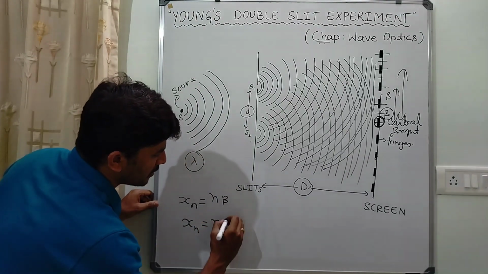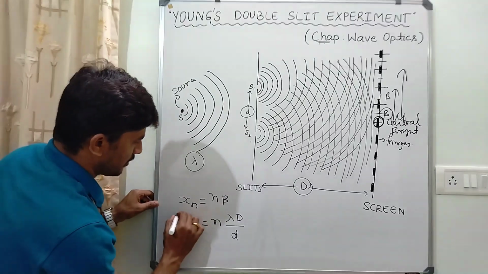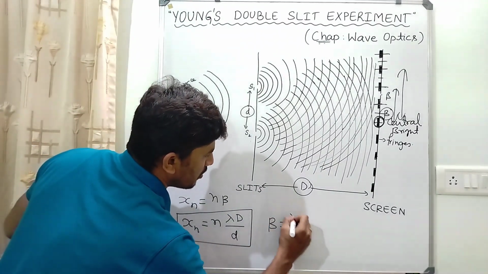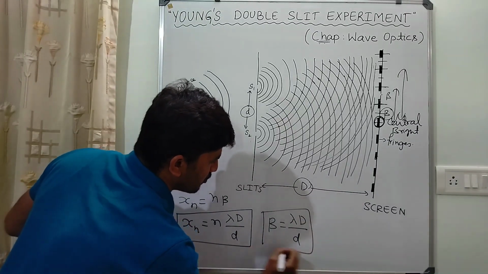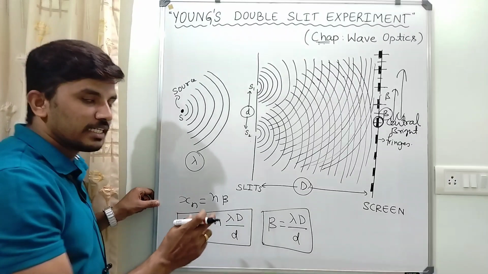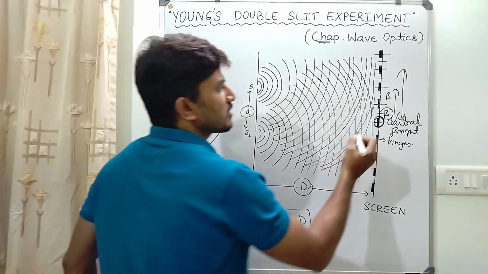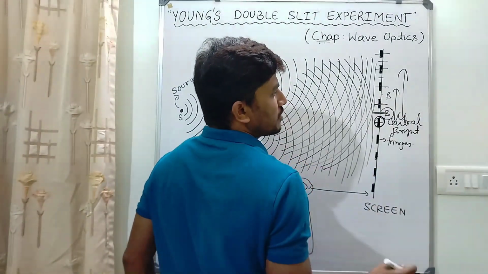It is calculated by using the formula lambda D by small d. Dear students, do remember, beta is equal to lambda D by small d. And if we substitute that here, we can find out the distance of the nth bright fringe. Sir, how to calculate the distance of the first dark fringe from the central bright fringe?